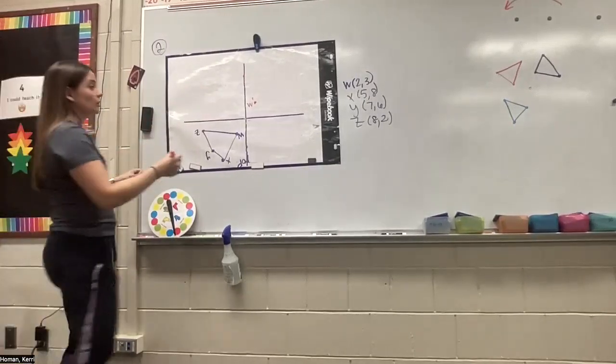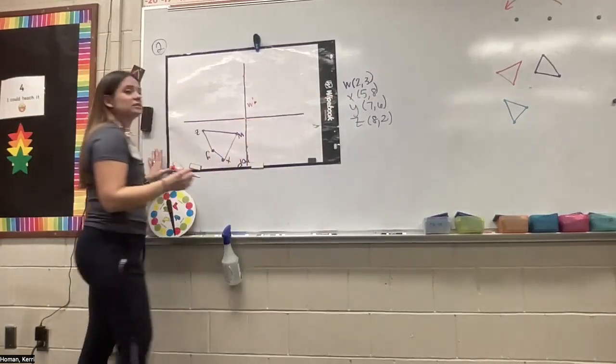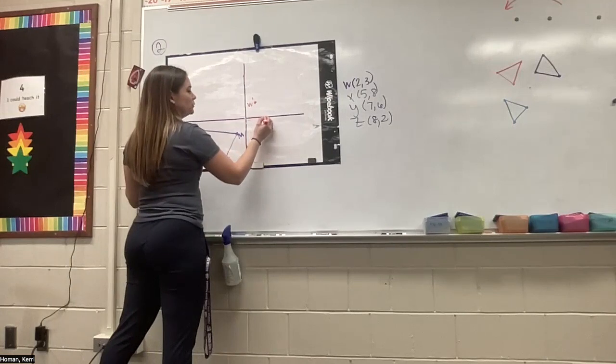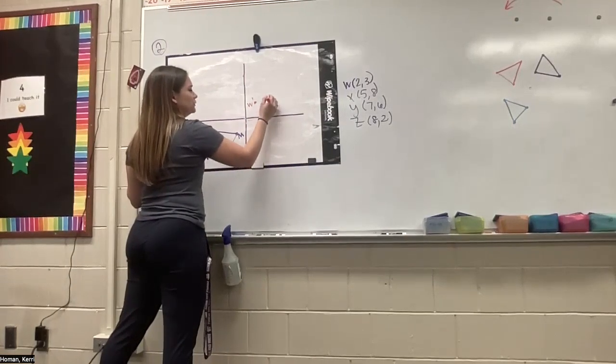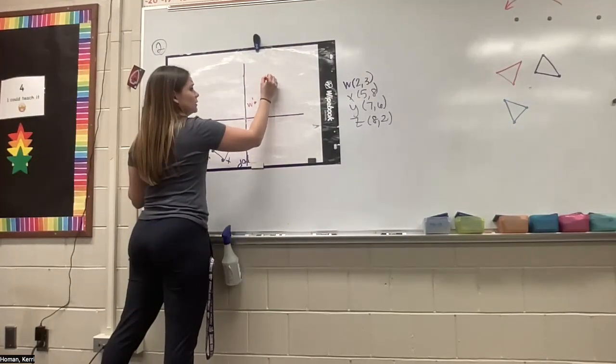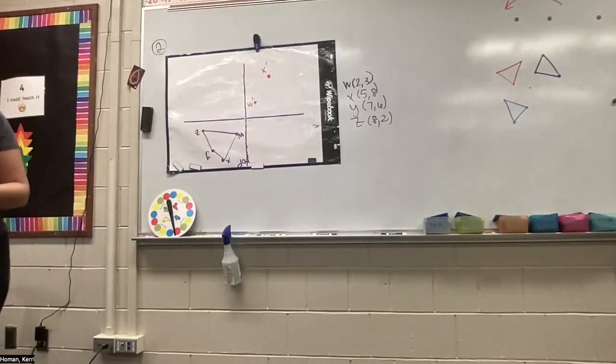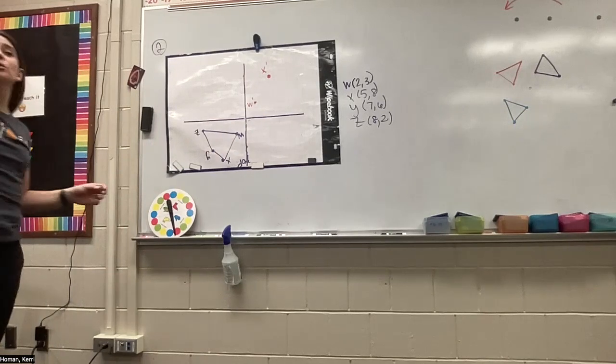Okay, X is 5, 8. So we're going to go right 1, 2, 3, 4, 5 and up 1, 2, 3, 4, 5, 6, 7. There you go.